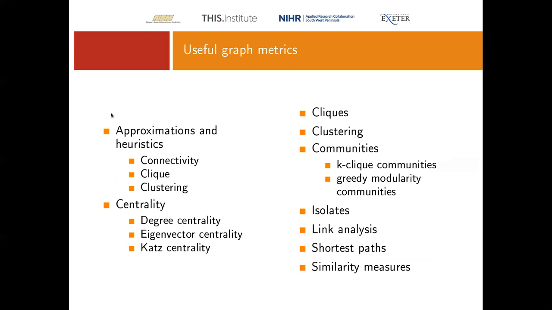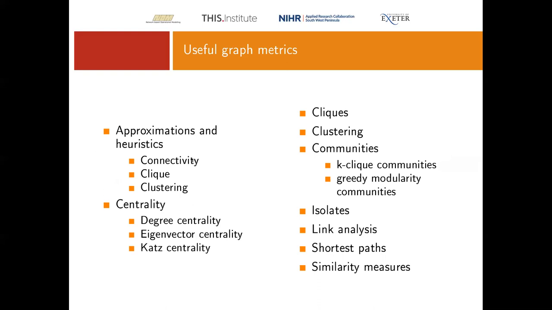Okay, so to give an overview of some more metrics that we're going to discuss now in more detail, we've got things such as approximations and heuristics. A lot of the metrics are actually NP-hard problems to solve. And that means that the number of solutions increases exponentially in relation to the complexity of the network. So the more nodes and the more edges that you have, the longer it takes to solve these calculations.